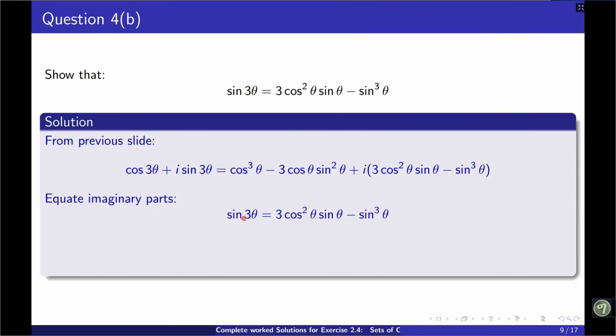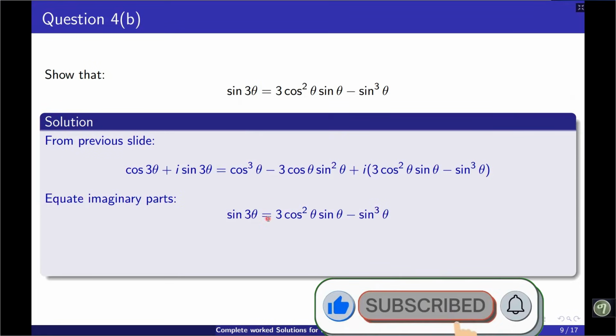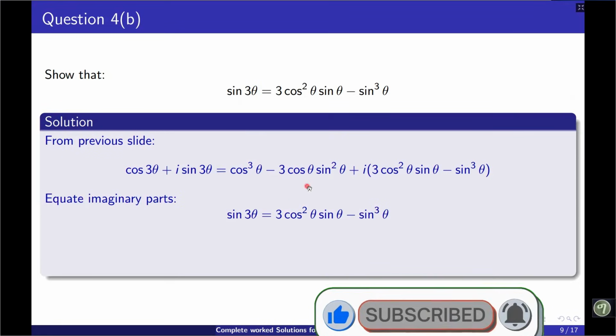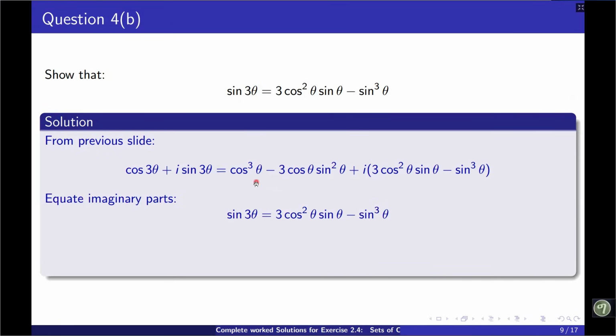we have sin 3θ, and because this is the imaginary part, sin 3θ is equal to the imaginary part taken from this expansion, that is the term containing i, which is enclosed by the bracket here. We have 3 times cos²θ sinθ minus sin³θ, which is identical with this one.